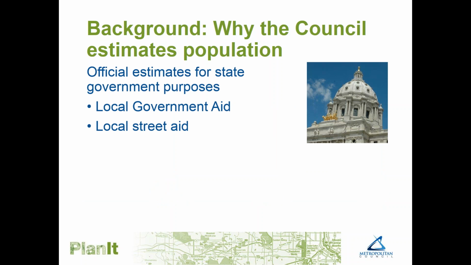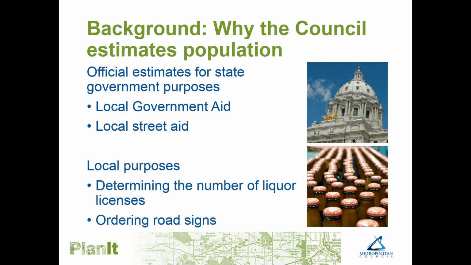So our estimates, along with the State Demographic Center's estimates for greater Minnesota, are official for state government purposes, such as local government aid and street aid from MnDOT. In our work, we've also heard of other uses by local governments, including financial planning, determining the allowable number of liquor licenses in a certain community, and obtaining population figures when ordering new road signs.